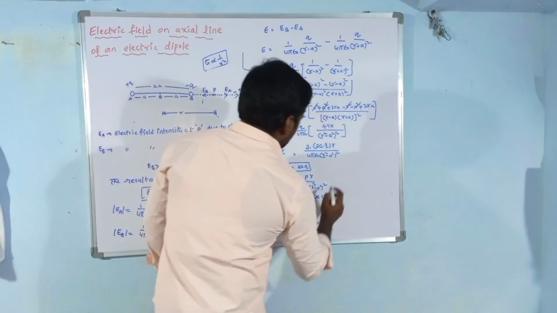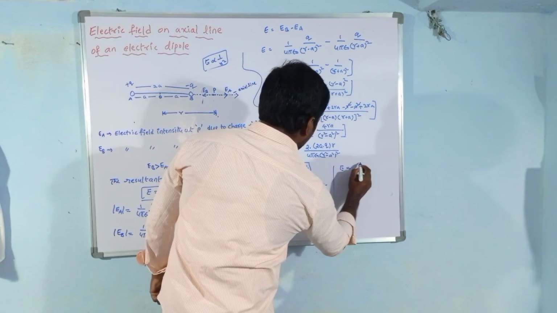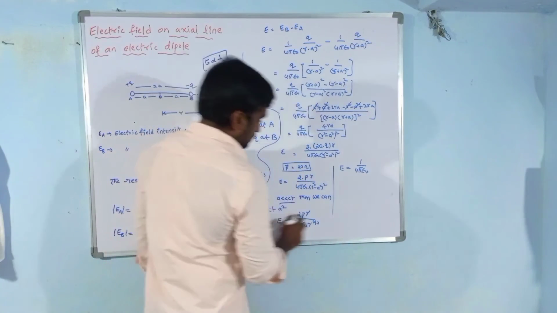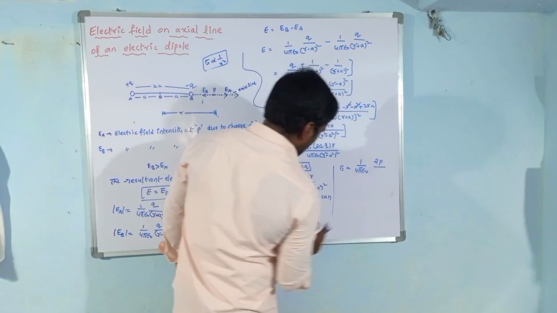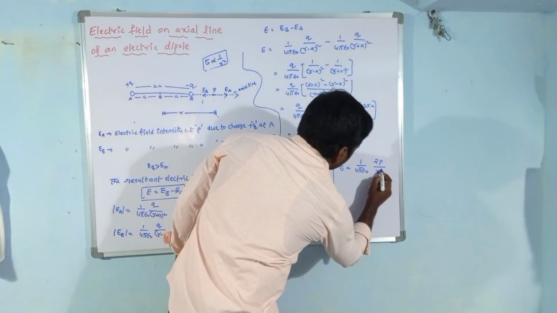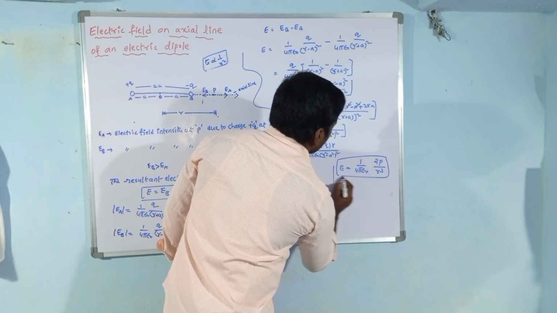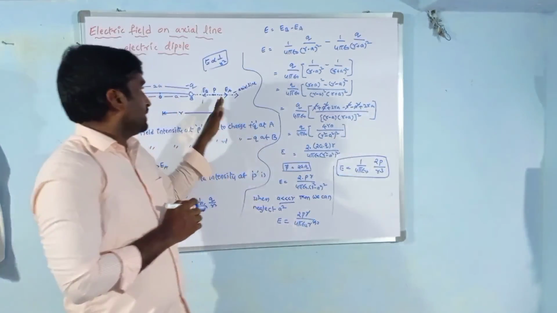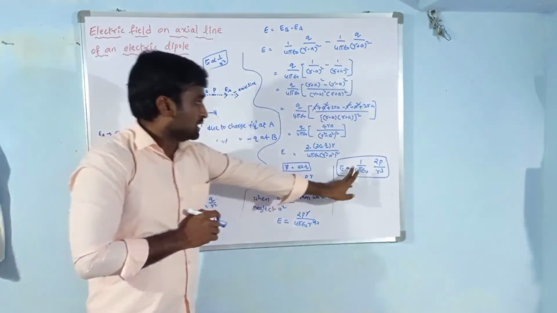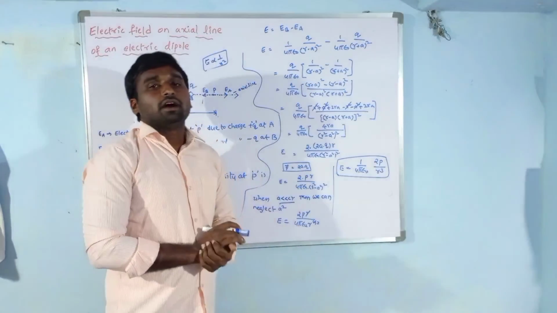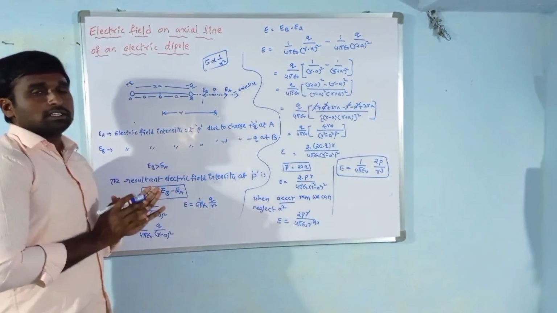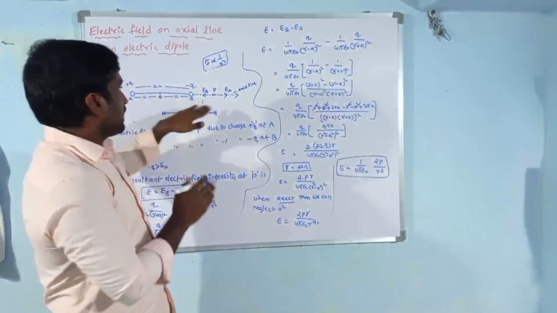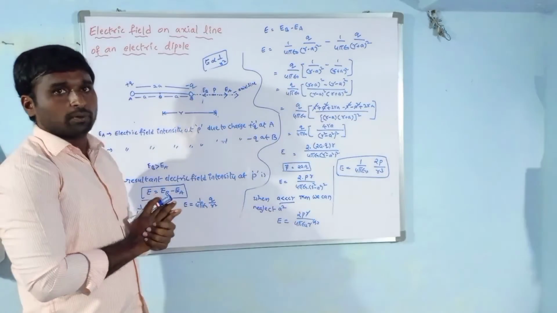See here, E equal to 1 by 4 pi epsilon naught, 2P by R power 3. So this is the resultant electric field intensity at point P. What is that? 1 by 4 pi epsilon naught 2P by R power 3. This is the electric field intensity at point P on the axial line of an electric dipole.